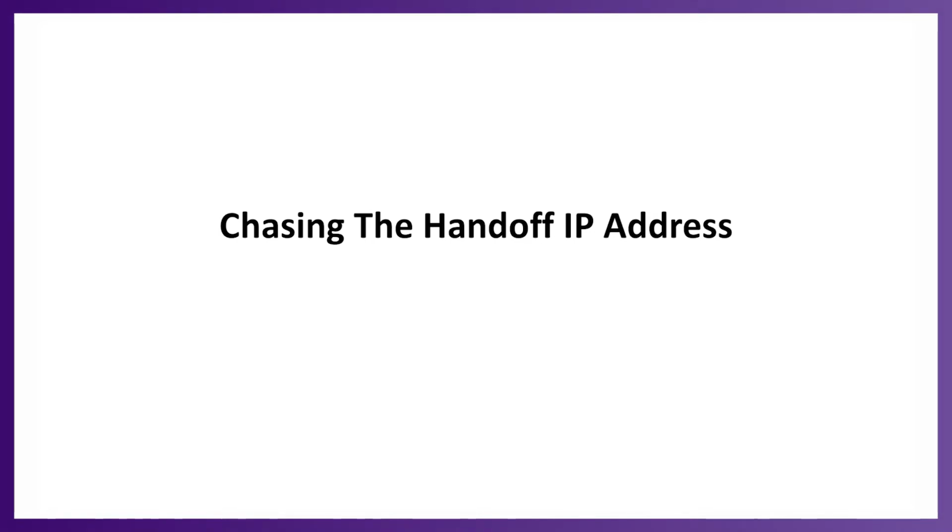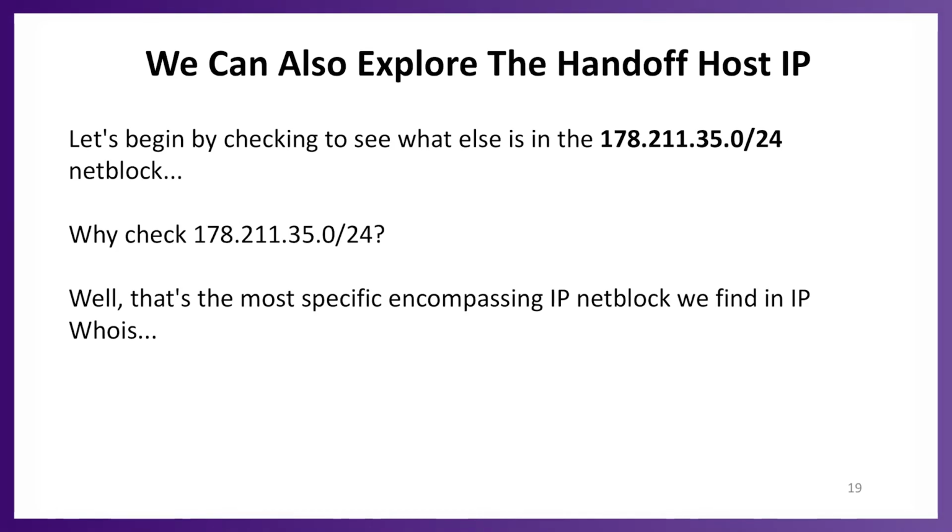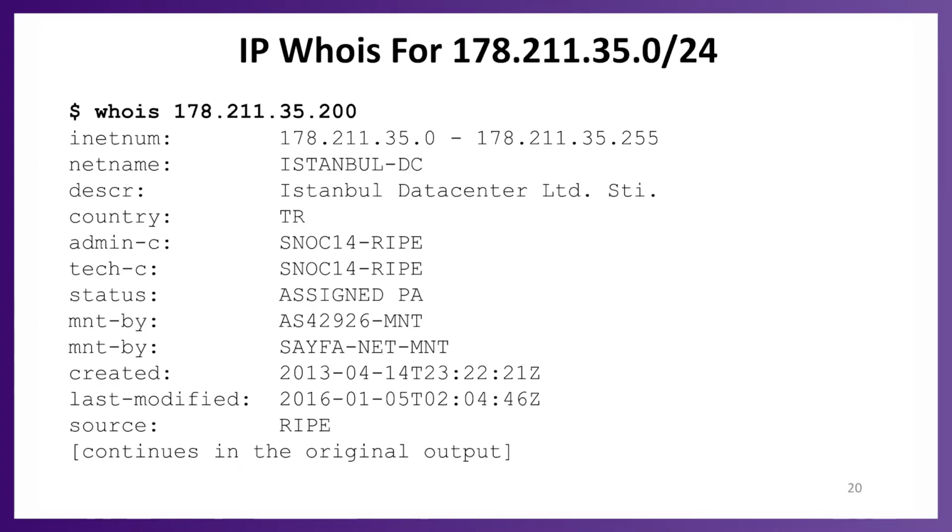We can also chase the handoff IP address. In our case, we can go ahead and check to see what else is in 178.211.35.0/24. You may wonder why check that particular block. Well, that's the most specific encompassing IPnet block that we can find in IP whois.